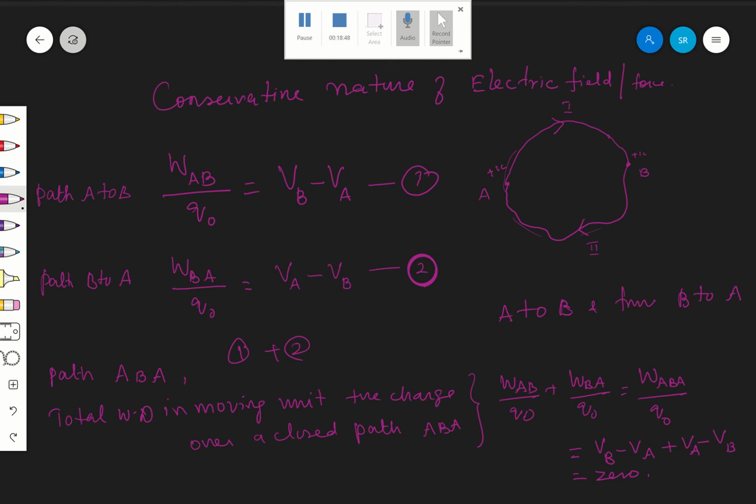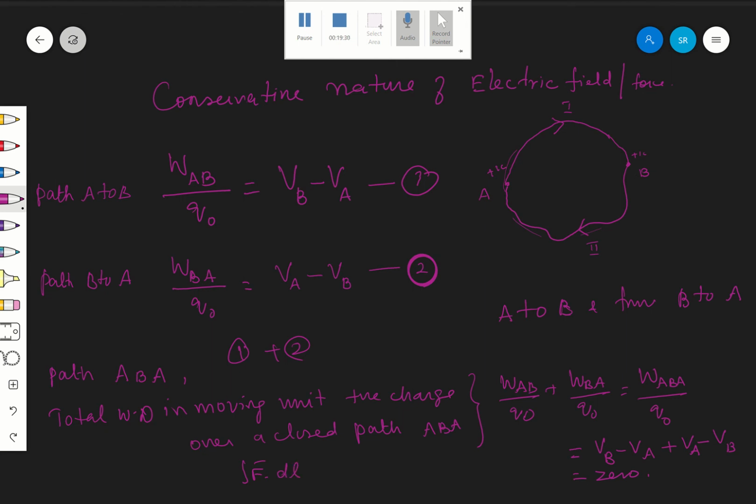Therefore it says that no work is done in moving a unit positive charge over a closed path in an electric field. Hence, that proves that the electrostatic field is a conservative field, and the electrostatic force is also a conservative force in nature. The work done here is nothing but F dot dl, or dr, whatever is the case.